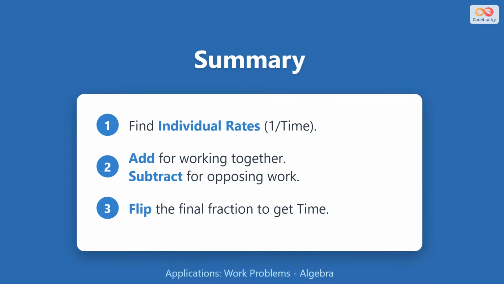To summarize the process for any work problem, Step 1, express everyone's speed as a fraction, which is 1 over their time. Step 2, add the fractions if they are helping each other or subtract if they are working against each other. Step 3, take the resulting fraction and flip it to get the total time. Follow these steps and you will solve these problems every time.